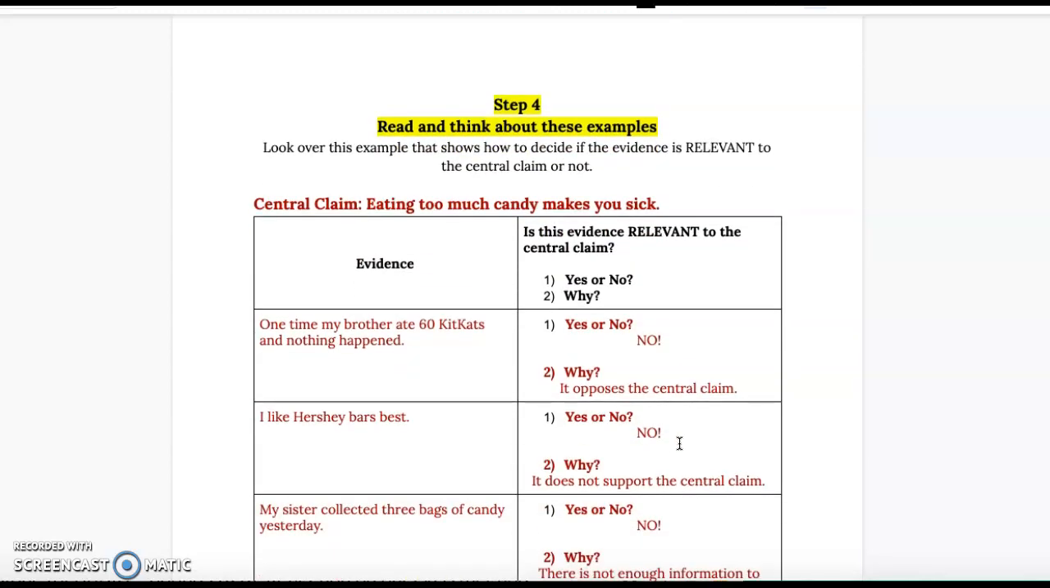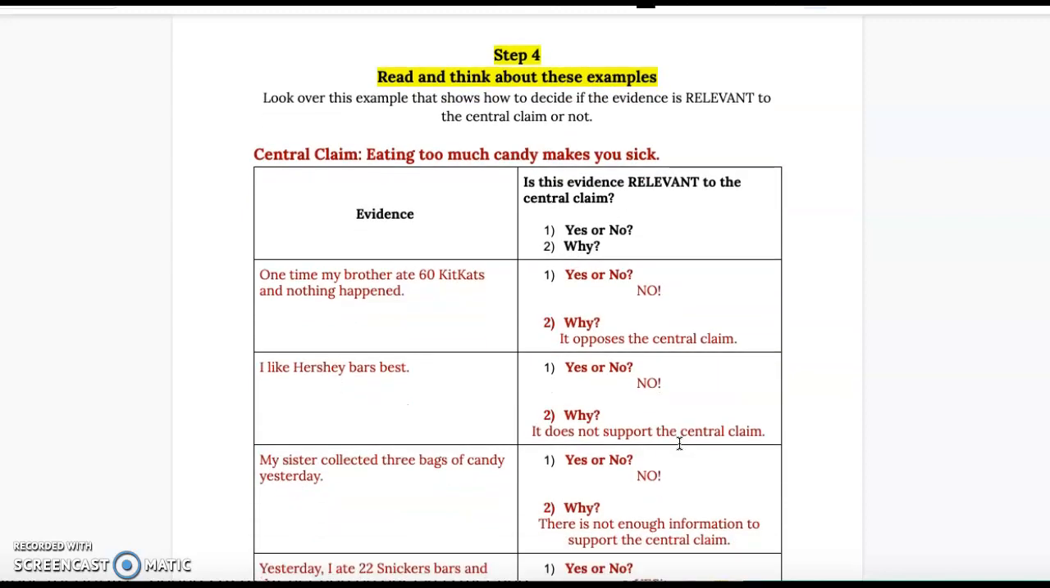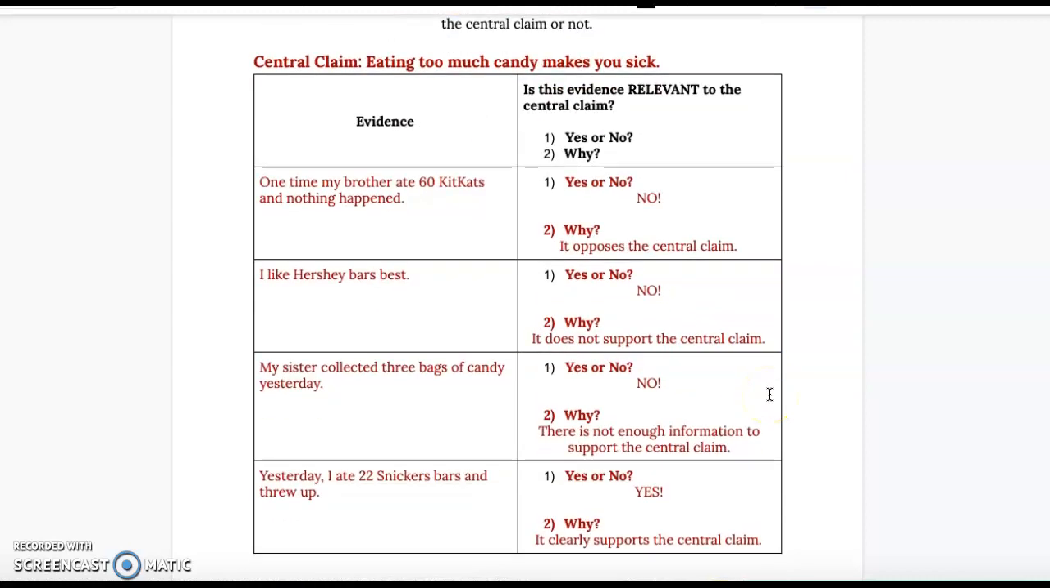And then last week you looked at some examples of evidence and you thought, okay, is it relevant or not? And why isn't it if that's the case? So the example that I had for you, the claim was eating too much candy makes you sick. And so we thought about this first piece of evidence. One time my brother ate 60 Kit Kats and nothing happened. Well, that doesn't relate to this claim. In fact, it's kind of the opposite. So is it relevant? No, because it opposes a central claim.